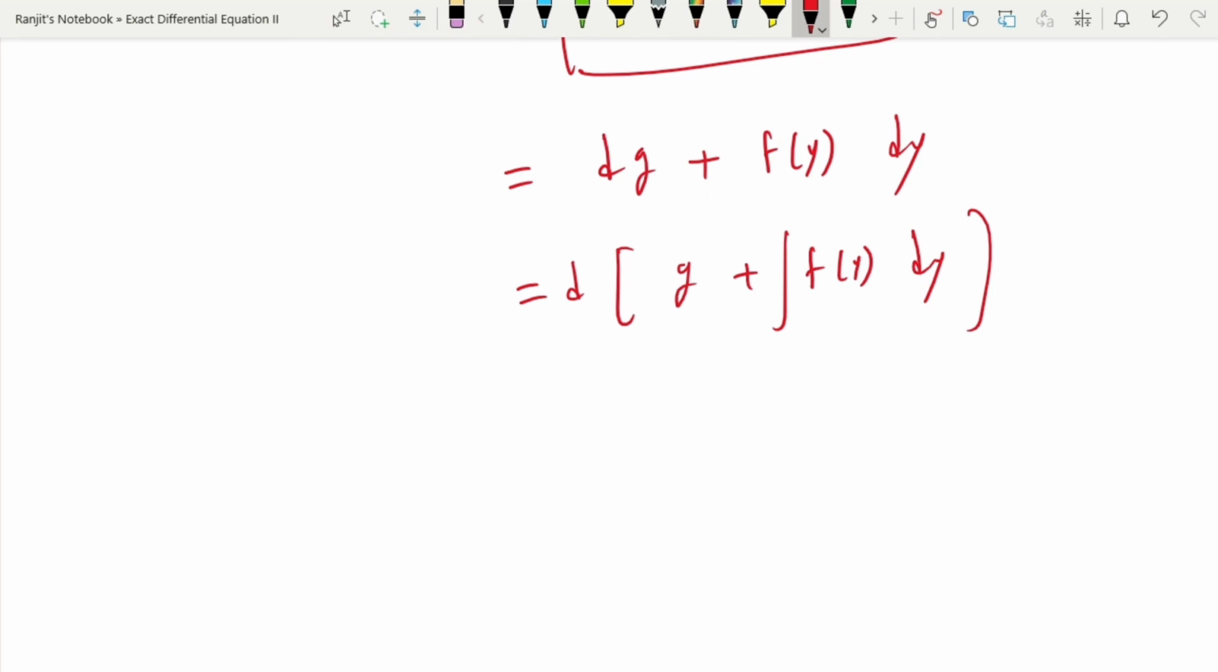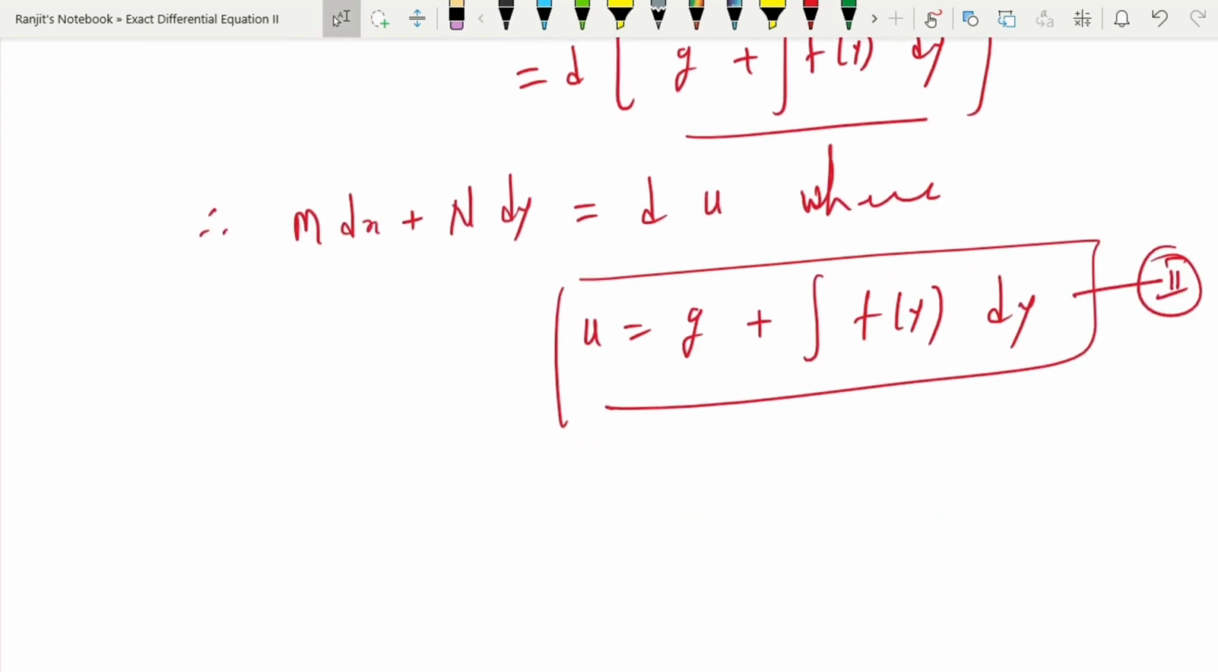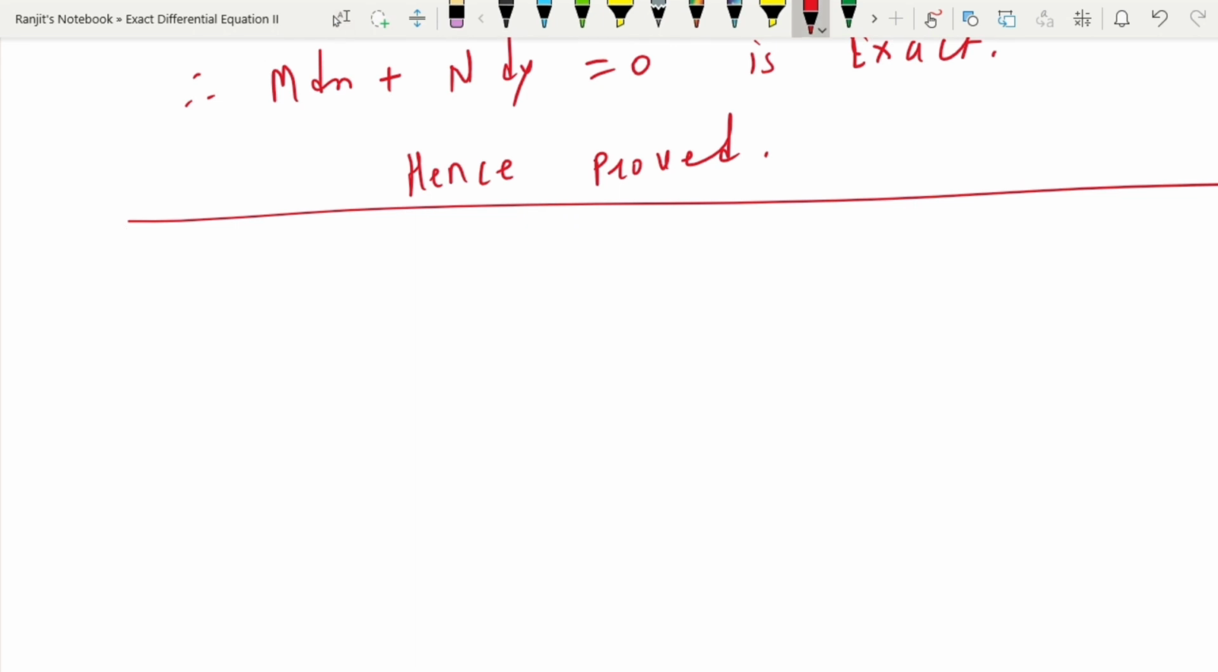Therefore M dx plus N dy is equal to du, where u is equal to the function g plus the integral of f of y dy. This is equation 2. And therefore M dx plus N dy is equal to du. Therefore M dx plus N dy equal to 0 is exact. Hence the theorem is proved.